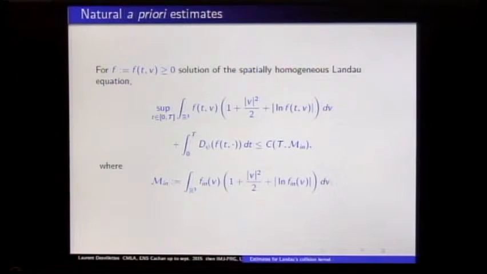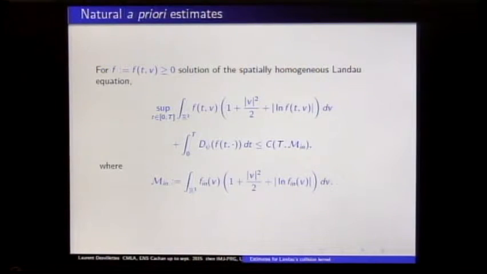In terms of a priori estimates, this exactly means the following. If you write the previous inequality and now integrate between time 0 and capital T, then you can prove that first, the supremum between 0 and time T of f times 1, V squared over 2, and the modulus of the logarithm of f, which is basically the mass, the energy, and the entropy, are all bounded if they are initially bounded. So let's suppose that they are initially bounded. Then they will remain bounded for all time.